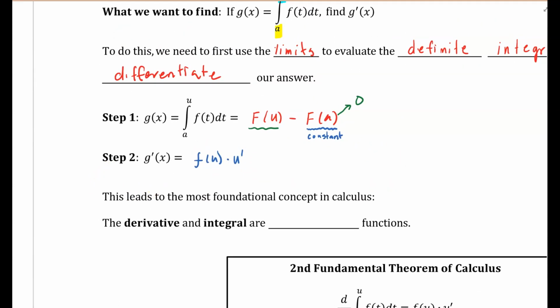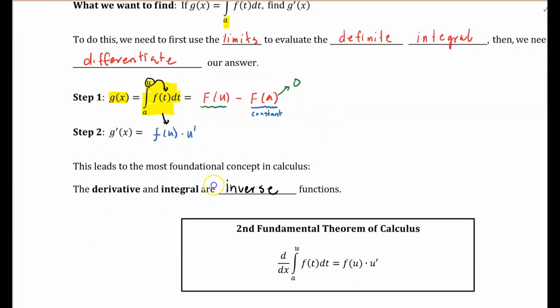If you look at where we were, g of x was the integral from a to u of f of t dt. How did I go to this? Well, pretty much all I did was take u and plug it in. The function didn't change, right? Because I'm integrating and I'm differentiating. Well, those undo each other. And then I have to multiply times the derivative of your upper limit of that function, u prime. And this leads to a very huge idea that the derivative and the integral are inverse functions. Inverse functions. Foundational concept to calculus.